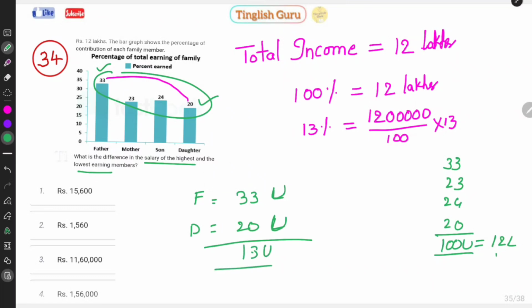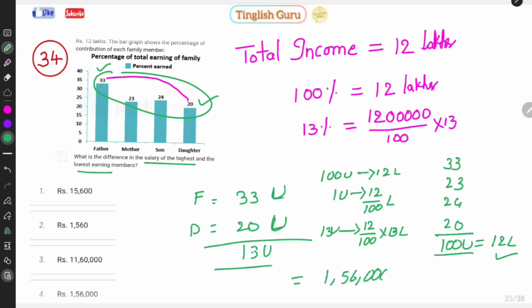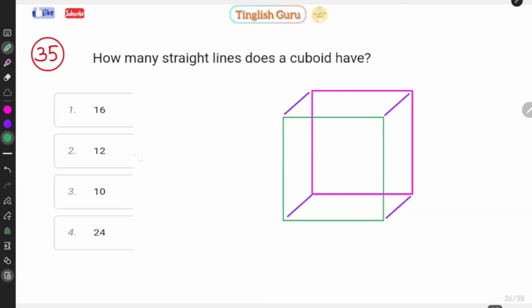So we know the value of 100 units is 12 lakhs. We have to find 13 units. 100 units is equal to 12 lakhs. 1 unit is equal to 12 by 100 lakhs. 13 units is equal to, multiply both sides by 13. You will get the answer as 1,56,000. After multiplying 12 and 13 you will get 1,56,000, option 4.